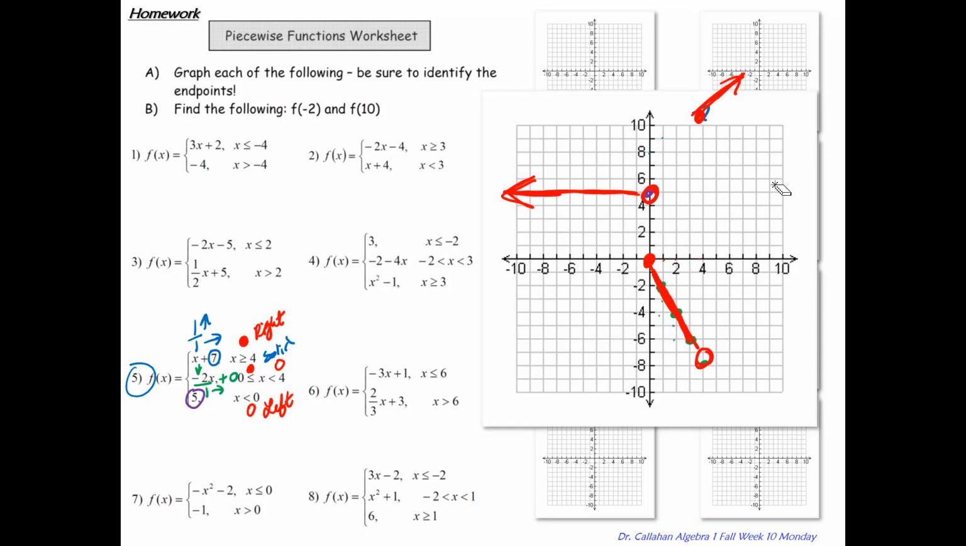So now that I did number 5 with you guys, I want you guys to do 1, 2, 3, 4, 6, 7, and 8 on your own.